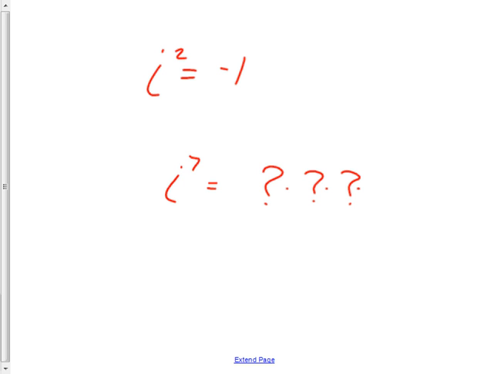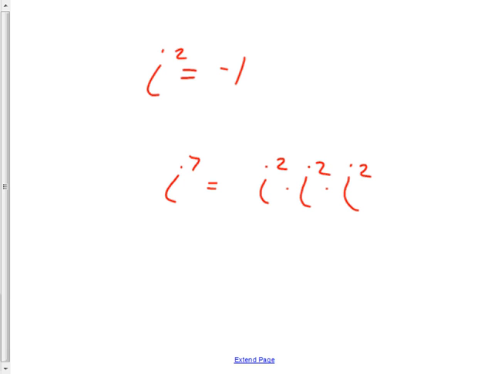So we have i to the 7th. You should break it up into a bunch of things you know. And what's the main thing you know? You know i squareds, right? So let's make it a bunch of i squareds. How about 3 of them? Is that enough? Well, it's close.